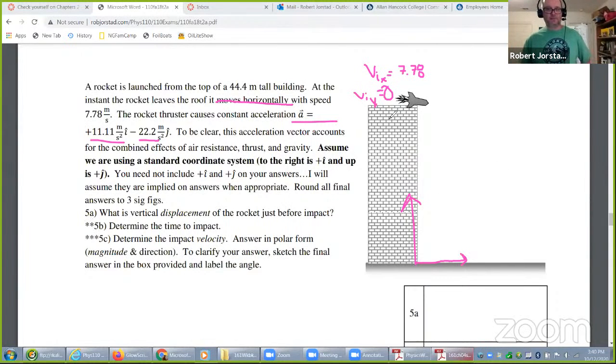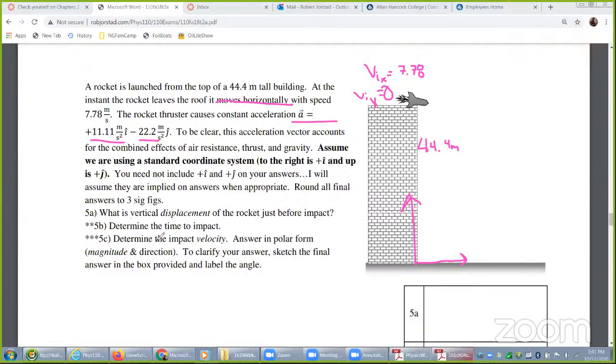So it's 44 meters tall. What's the vertical displacement right before impact? -44. Nice. All right, you guys are there.